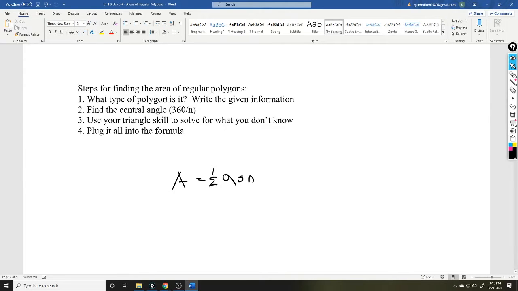Step one is figuring out what kind of polygon we have, writing out the things that you know. And with the thing that you don't know, we're going to use what we know about triangles to solve for it. We're going to figure out a central angle, which will give us the angle that we need for the triangle. And then we're going to use our triangle skills to solve for what we don't know. And once we've found what we don't know, we can plug it into the formula. Let's look at a few examples.